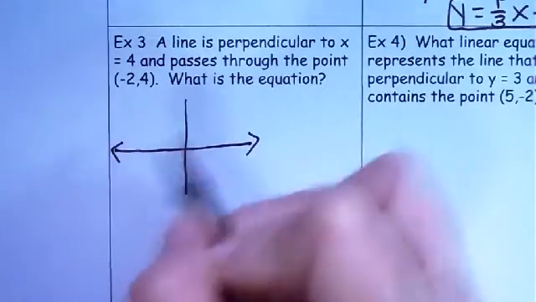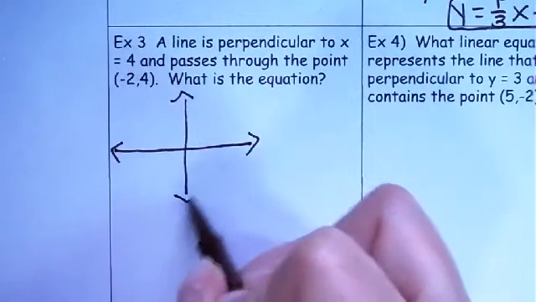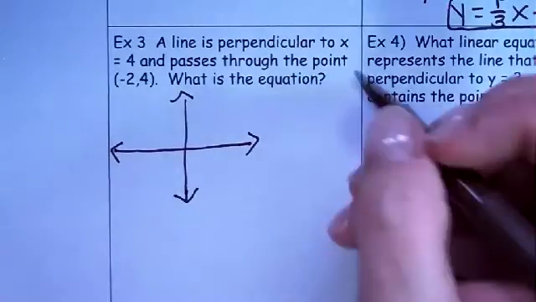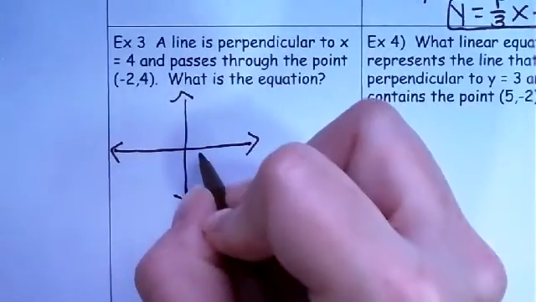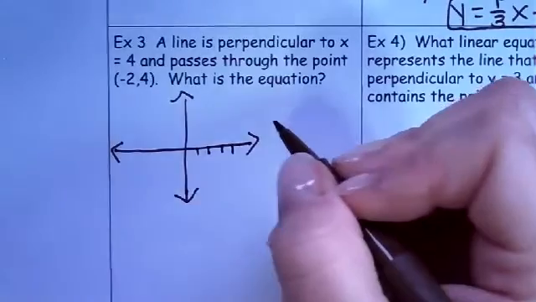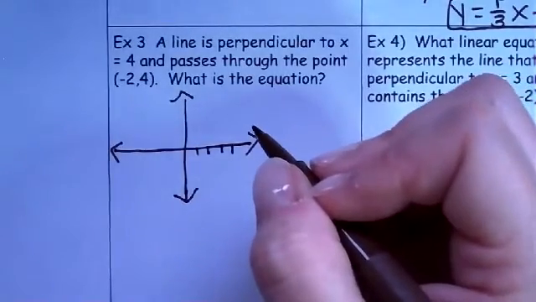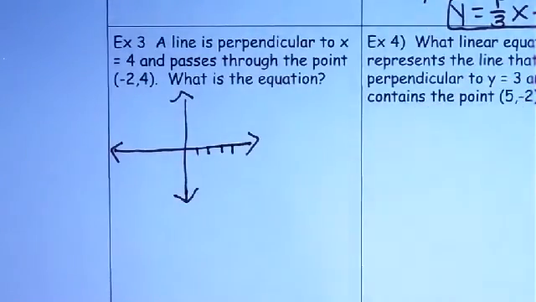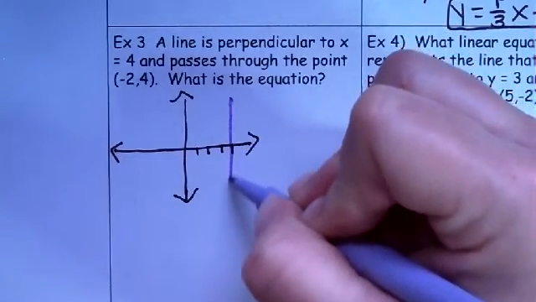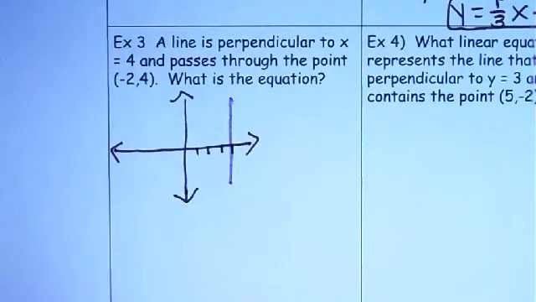Again, a picture is worth 1,000 words. If you're not sure, make a picture of it. A lot of times you can actually solve a problem just by looking at the picture. So I've got x equals 4. 1, 2, 3, 4. And I'm going to draw it in. That's x equals 4, and that should be a vertical line right there.